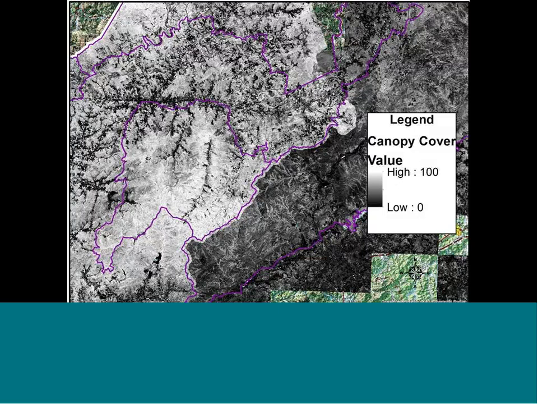Here you can see that zone of overlap. On the left-hand side, the lighter colors correspond to higher cover values. On the right-hand side, lower cover values.